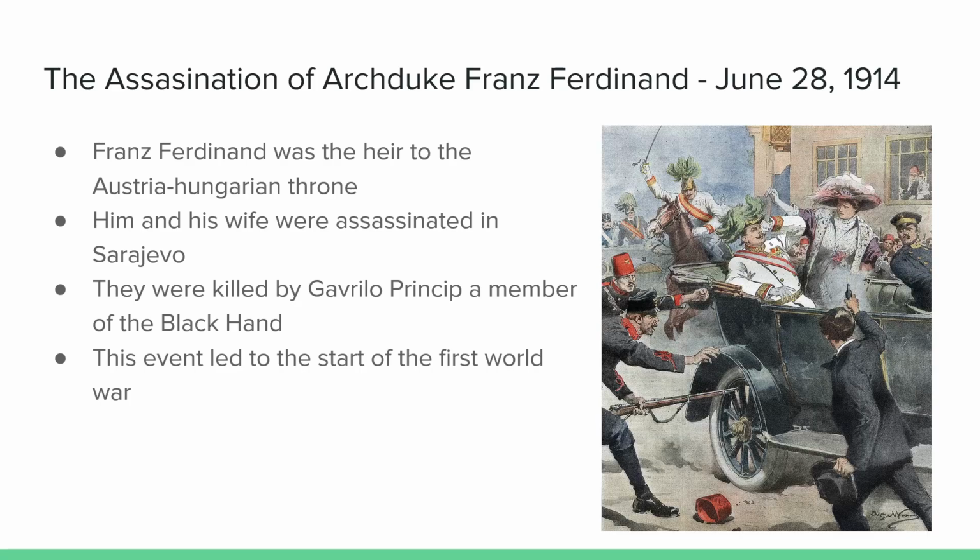The assassination of Archduke Franz Ferdinand, June 28, 1914. Archduke Franz Ferdinand was the heir to the Austro-Hungarian throne. While being driven through Sarajevo, the capital of Bosnia, he and his wife Sophie were shot and killed by Serbian nationalist Gavrilo Princip. Princip was a member of the Black Hand, a Serbian military group who wanted to free Bosnia from Austria-Hungary rule. This led to the start of World War I.